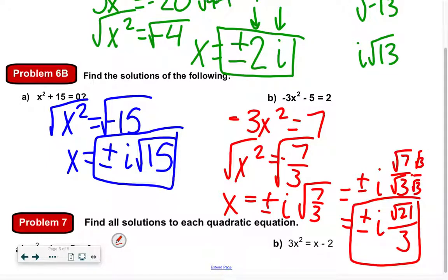Okay. So complex numbers, i's we don't want to have on the bottom, and square roots we don't want to have on the bottom. Questions? Okay, 2 more. We can make it.